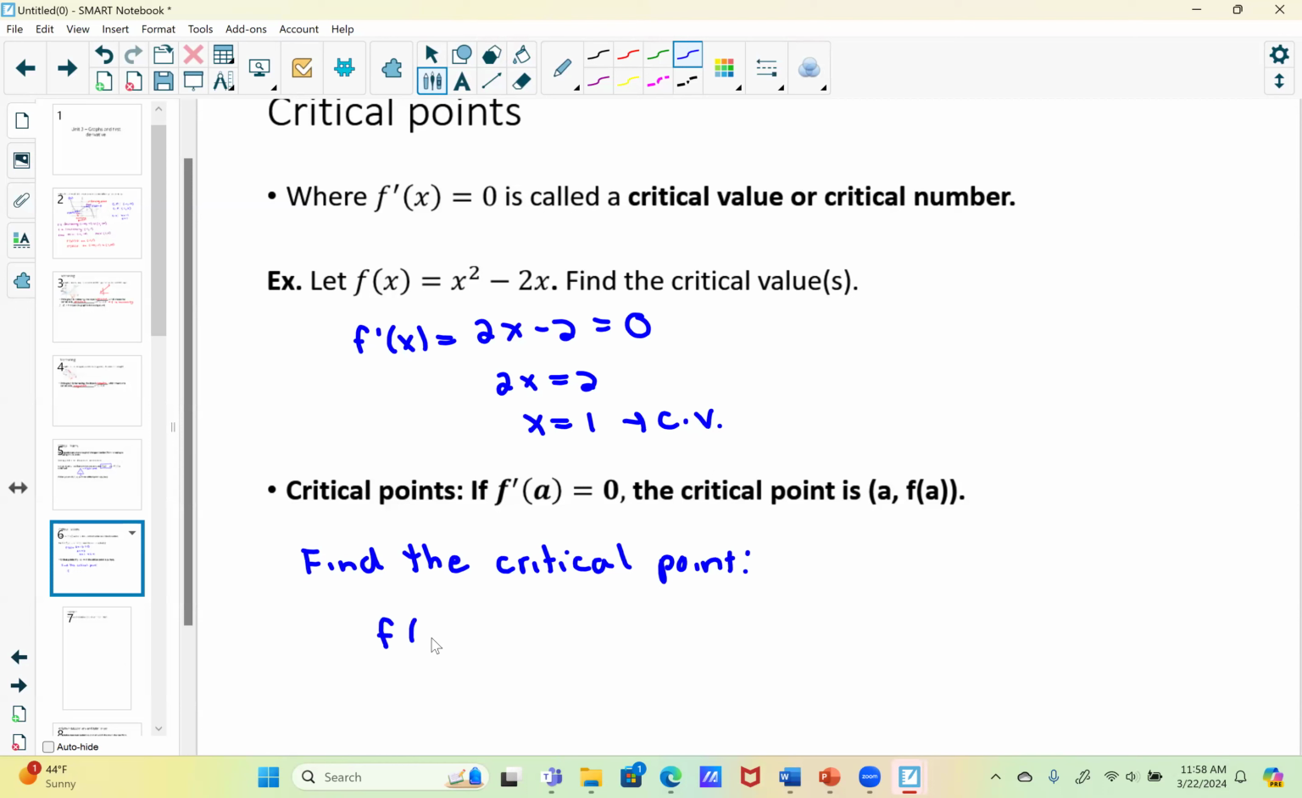So I'm going to find f of 1, and it's very important that you label this so that I know where you're plugging it in. And so that's 1 squared minus 2 times 1, which is 1 minus 2, which is -1. So my critical point, again, CP, would be 1, -1.